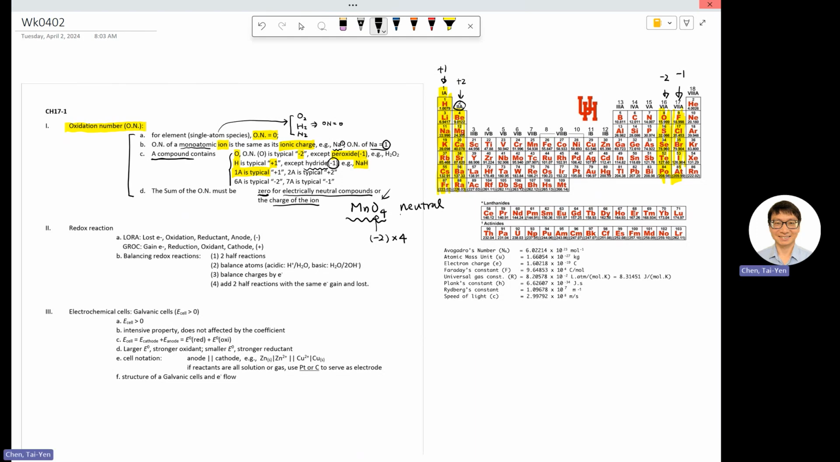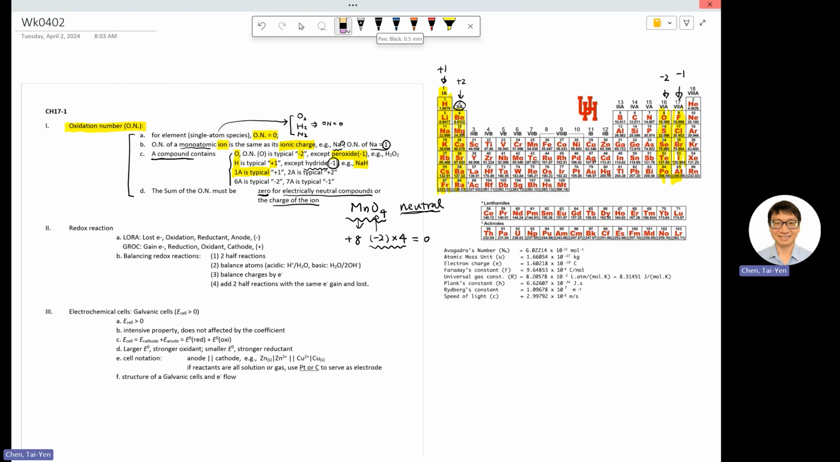And then since this is a neutral compound, you know that once you add up the oxidation numbers, it has to equal 0. Therefore, you know the oxidation number of your manganese for this case will be positive 8.